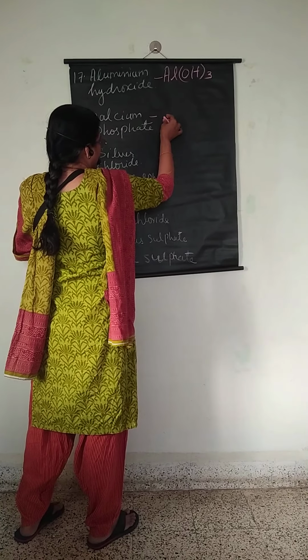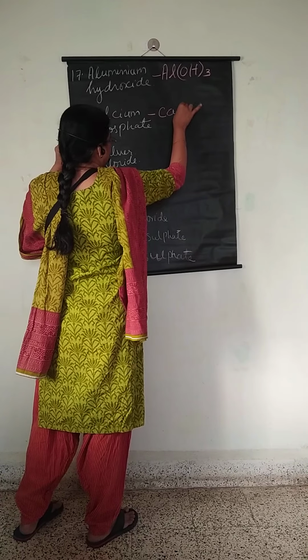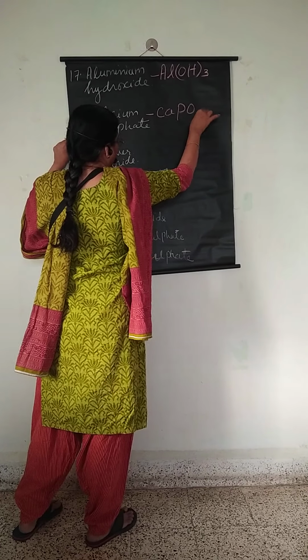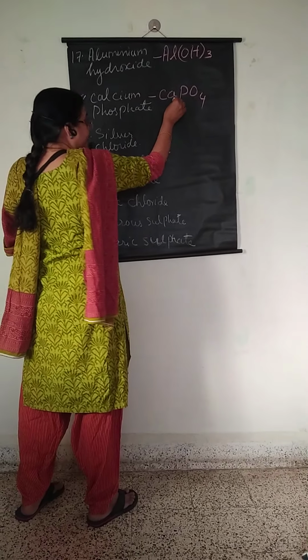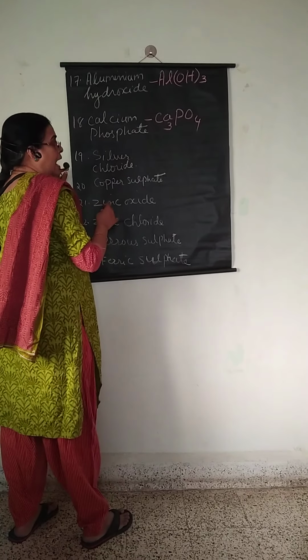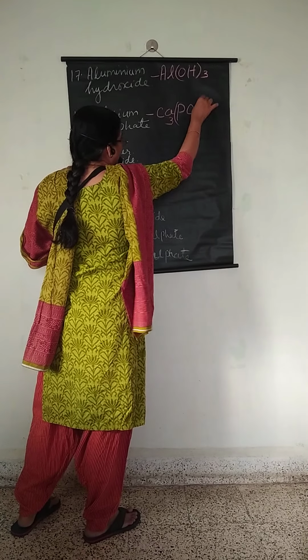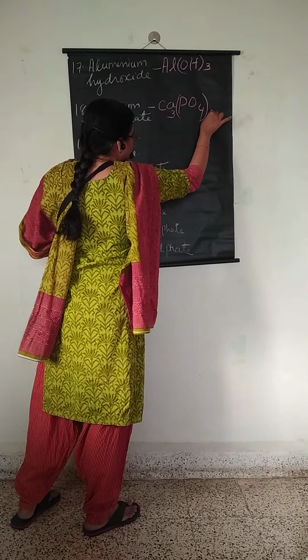Now calcium phosphate. Calcium is Ca, phosphate is PO4. Now the valency of phosphate is 3. It should be written under calcium, and the valency of calcium is 2. It should be written under phosphate. So Ca3(PO4) twice. Now suppose it is silver chloride. Silver is Ag, chlorine is Cl. Both are having valency 1.